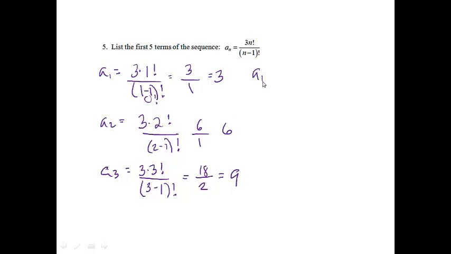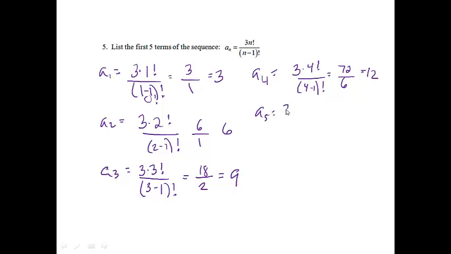And then a sub 4 is equal to 3 times 4 factorial over 4 minus 1 factorial. So 4 factorial is 4 times 3 times 2 times 1, which is 24, times 3 is 72. And then 4 minus 1 is 3 factorial. 3 factorial is 3 times 2 times 1, which is 6. And if you divide that out, you'll get 12.